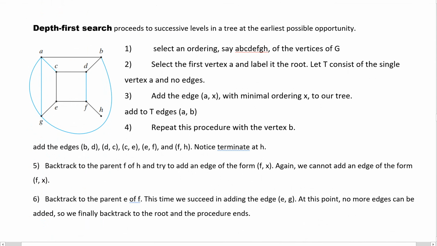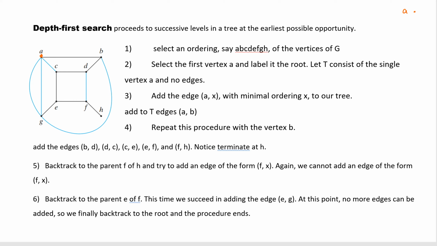Next method is the depth first search. Depth first search proceeds to successive levels in the tree at the earliest possible opportunities. First, we still need to select an ordering. Let's pick the natural order A, B, C, D, E, F, G, H of the vertices of G. Next we select the first vertex A and label it the root.